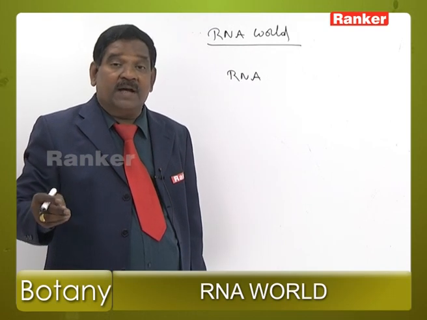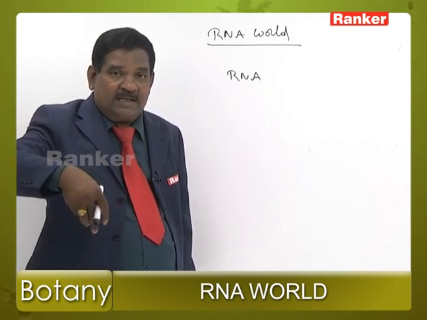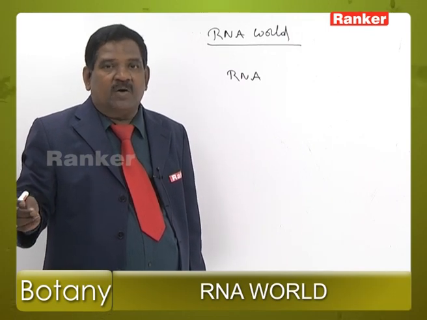Then what is the proof? RNA is the genetic material. Metabolism, that is protein synthesis, is completely present around that RNA. RNA is involved in protein synthesis, and splicing is related to RNA. Metabolism, protein synthesis, splicing, all are present around that RNA.